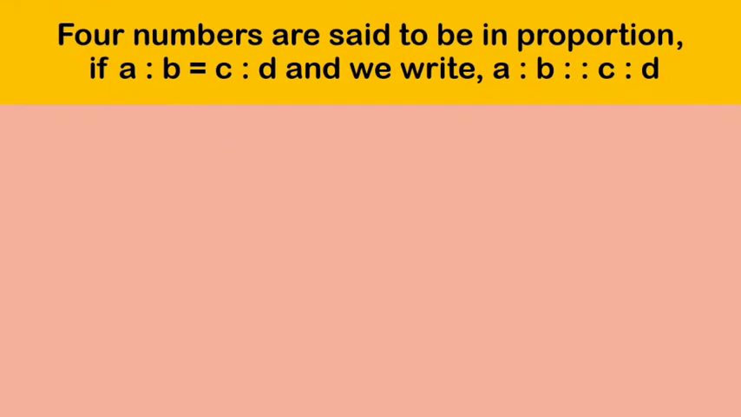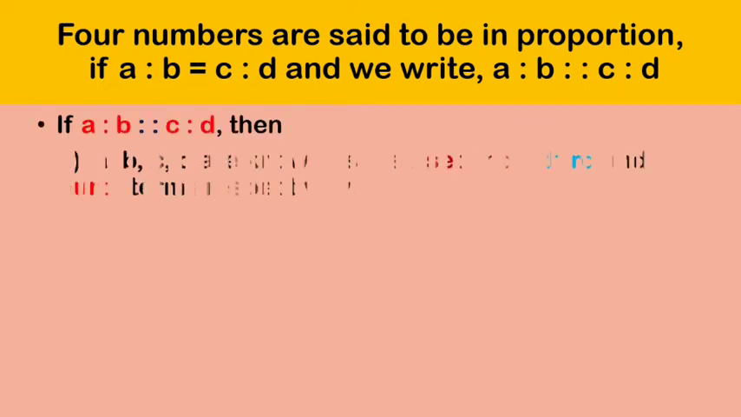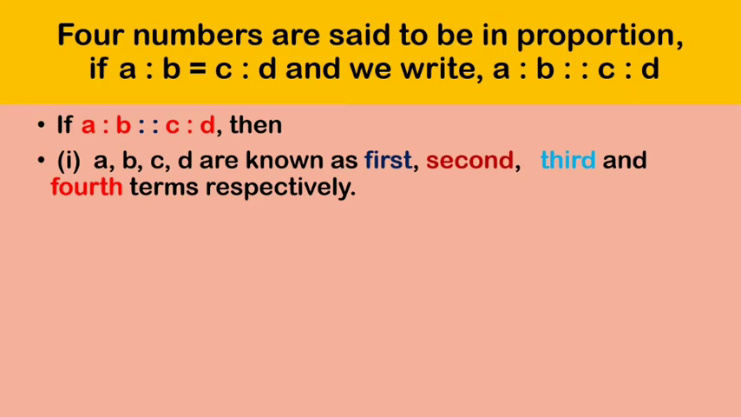Four numbers are said to be in proportion if A is to B equals C is to D, and we write A is to B as C is to D. If A is to B as C is to D, then A, B, C and D are known as first, second, third and fourth terms respectively.